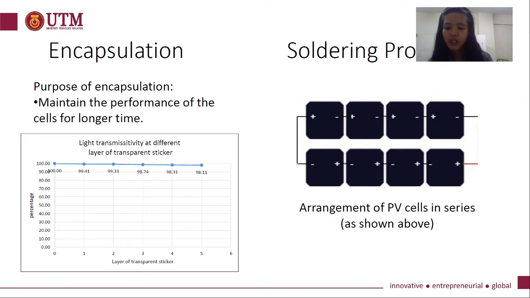Next is the soldering process. The arrangement of the PV cells is as shown. They are arranged in series. The soldering is performed and connected using a dog bone connector.